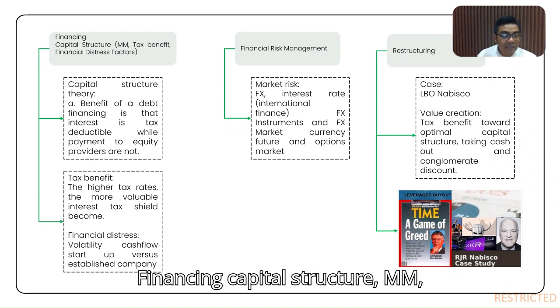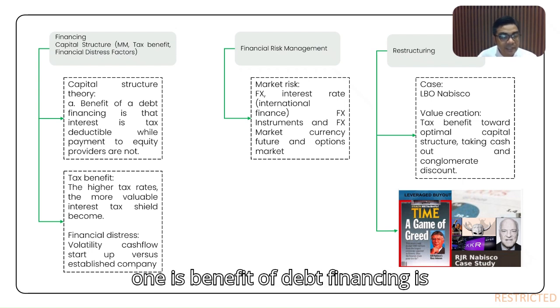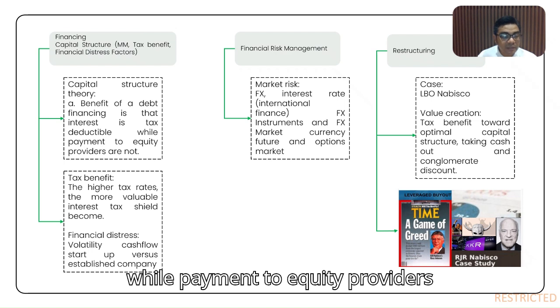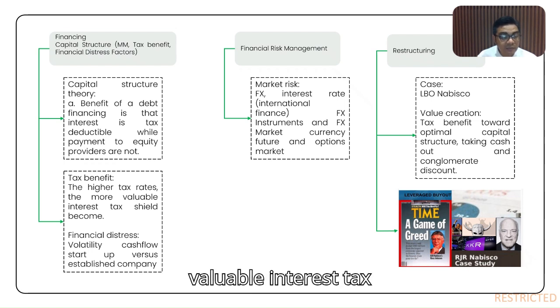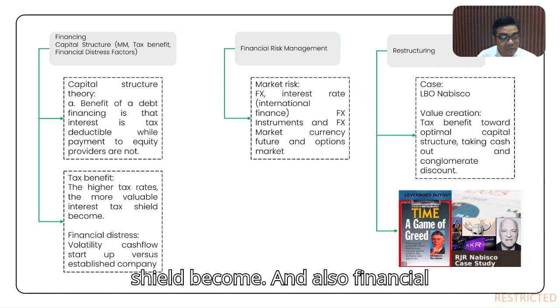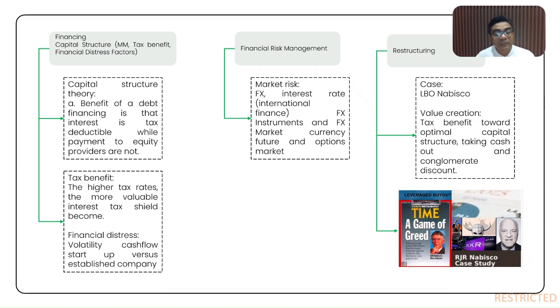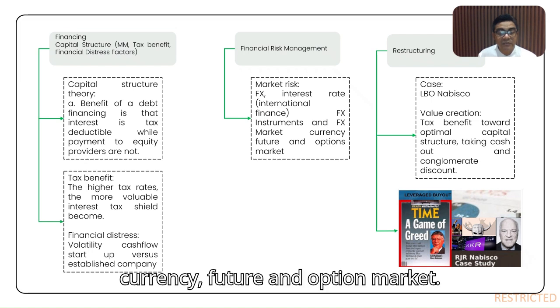Financing, capital structure, tax benefit, financial distress factors. There are capital structure theories. The first one is the benefit of debt financing: interest is tax deductible while payment to equity providers is not. Tax benefit: the higher the tax rates, the more valuable the interest tax shield becomes. And also financial distress, volatility of cash flow, startup versus established company. And also we have financial risk management: market risk, FX, interest rate, international financial FX instruments and FX market, currency future and option market.